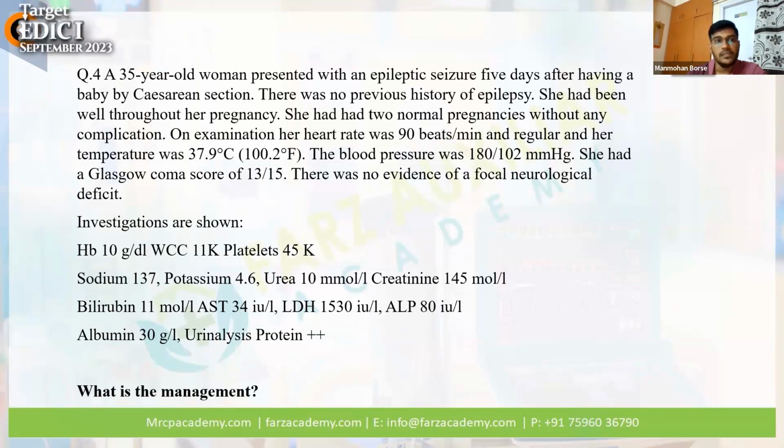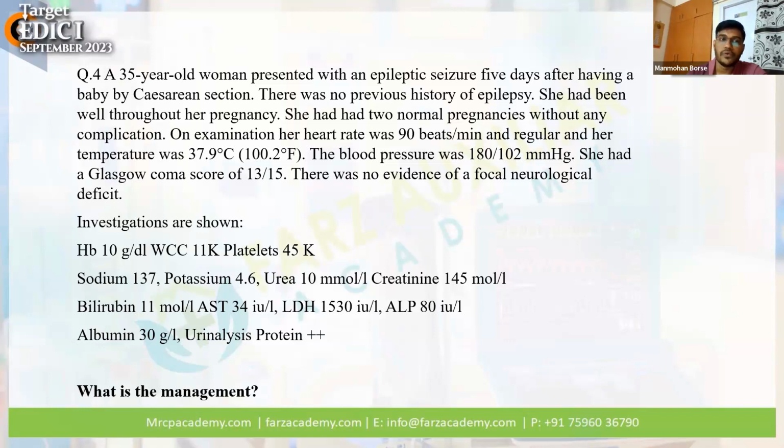She had throughout her pregnancy. She was well, and she had 2 normal pregnancies without any complications previously. On examination, heart rate was 90, and regular. Her temperature was high, 100.2 degree Fahrenheit. Her blood pressure was high, 180 by 100, and her GCS was 13 by 15.